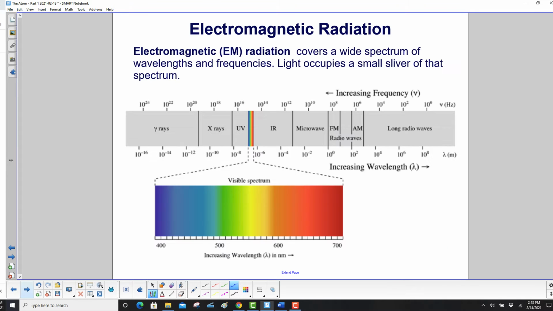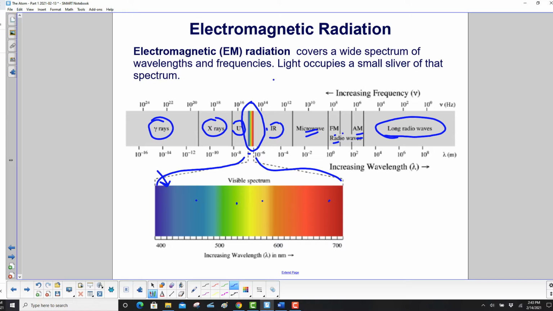Electromagnetic radiation. Electromagnetic radiation covers a wide spectrum of wavelengths and frequencies. Light occupies a very small sliver of that spectrum, right over here. And then it's blown up here, so you can see indigo, violet, blue, green, yellow, orange, red. And down here, gamma rays, X-rays, ultraviolet, infrared. So you can see what a tiny piece of it is the visible light. Microwave, FM radio waves, AM, and long radio waves. So you have increasing frequency or energy going from right to left.